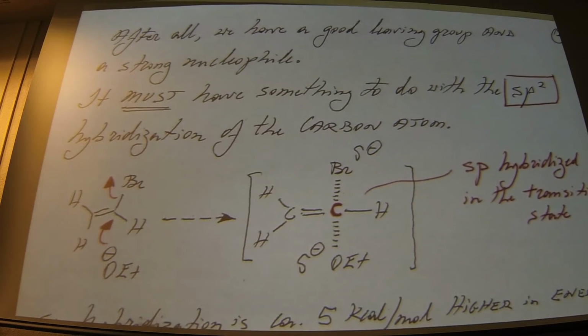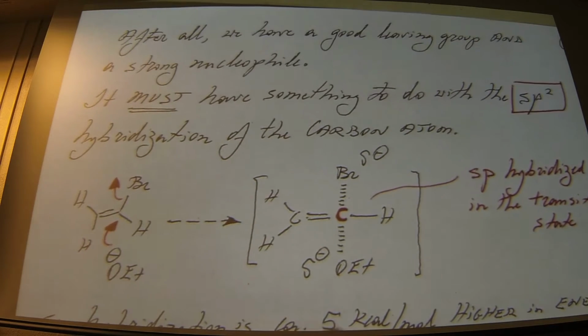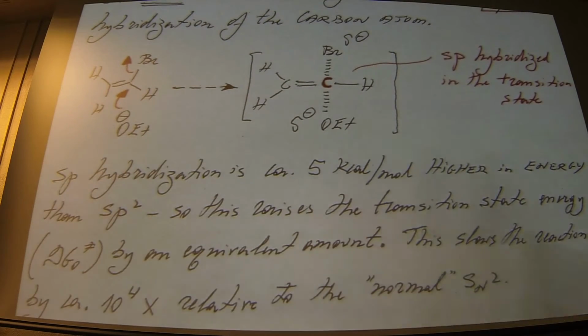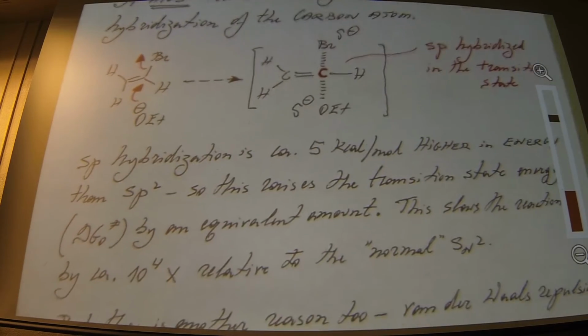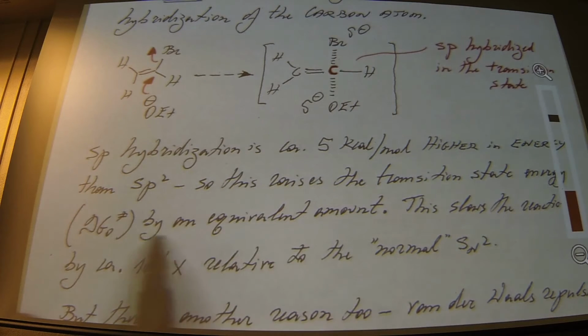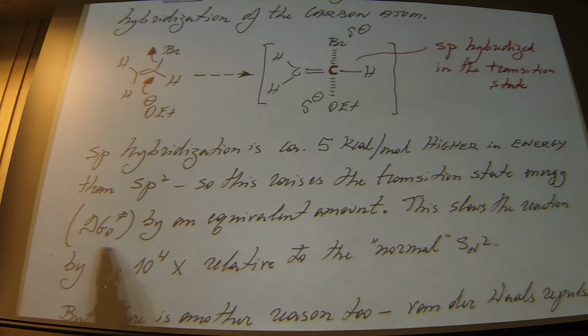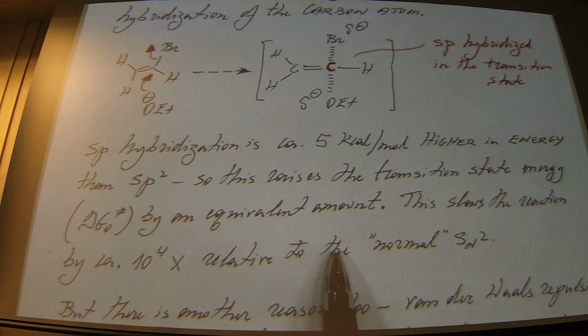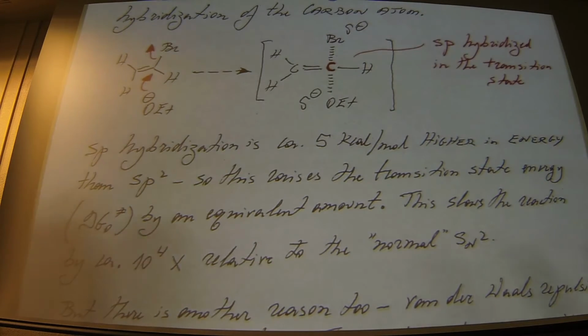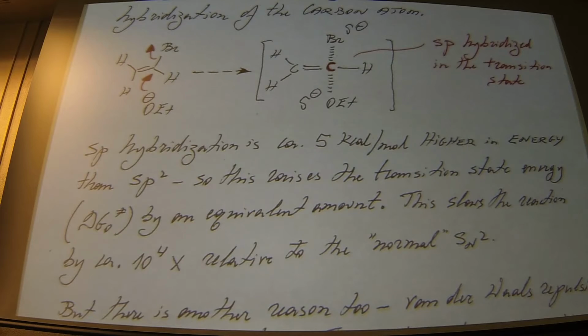Now, it turns out the sp hybridization is about 5 kcal per mole higher in energy than sp2. So this will automatically raise the energy of the transition state by 5 kcal per mole, and that slows it down by about 10,000 times. So that's already bad. But then there's another problem too. The other problem is steric.